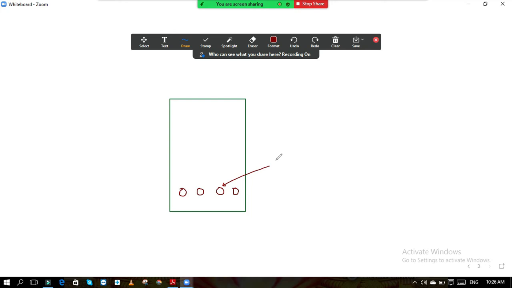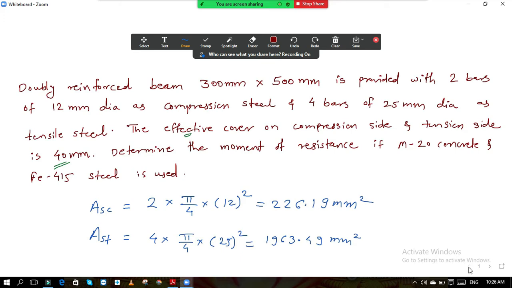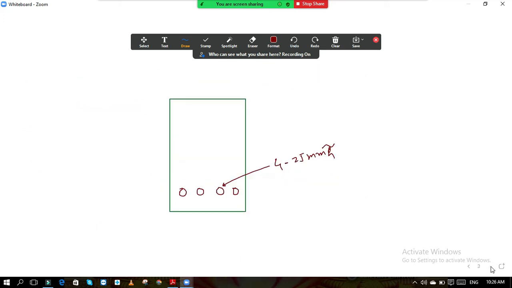4 bars of how much? 25 mm. This is provided at the bottom. What is the reinforcement provided at the top? 2 bars of 12 mm. So at the top, this reinforcement is 2 bars of 12 mm. Now what is our overall depth? It is 500 mm. This is our overall depth, 500 mm. And now his question is, instead of effective cover, if this is given as a clear cover.